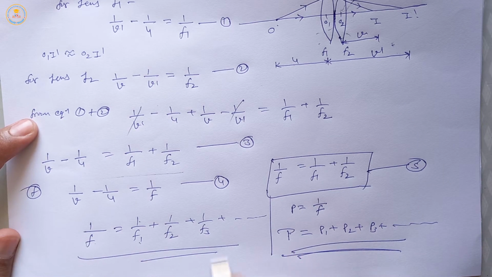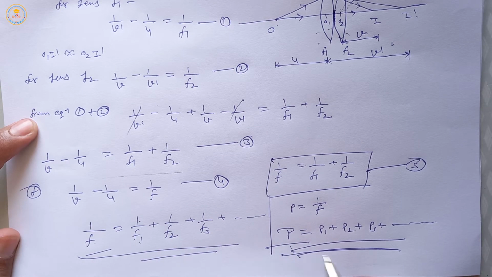Okay students, now magnification. This is focal length and this is power. From this equation we said that the power is equal to the sum of the total power of all the lenses. Similarly here, magnification. What is the magnification? Magnification is the ratio of the height of the image to the height of the object.